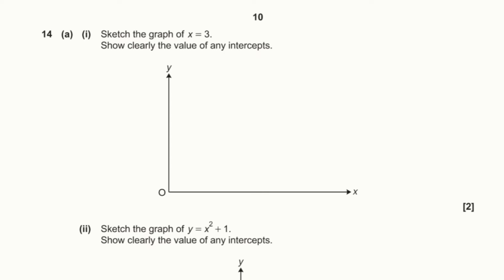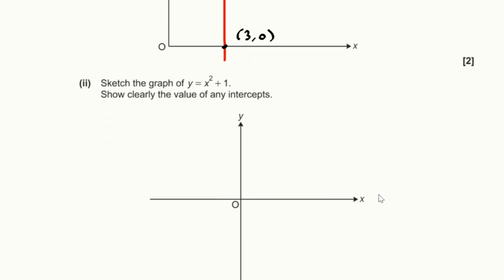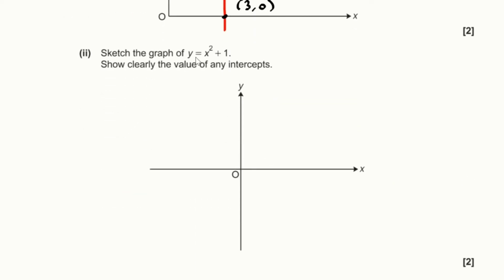Question number 14. For part A, for the first part, we have to sketch the graph of x equals 3. Well, here we'd have a horizontal line passing through the point x equals 3. The graph would look something like this. We have here the line x equals 3. It intercepts the x-axis at the point 3, 0. Next, we have to sketch the graph of y equals x squared plus 1, and we have to show clearly the value of any intercepts.